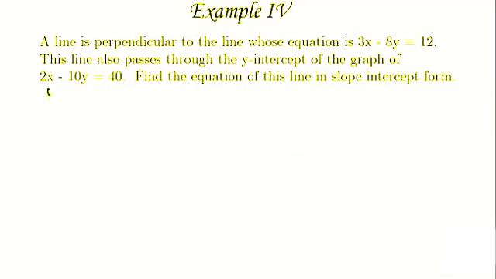So they're giving me a lot of information, but they're giving it to me indirectly. First, I know that the line I'm looking for is perpendicular to a line with this equation. So I know that the slope of the line I'm looking for is going to be the negative reciprocal of this slope. In order to find this slope, I have to put this equation into slope-intercept form.